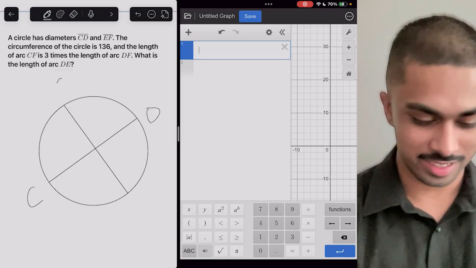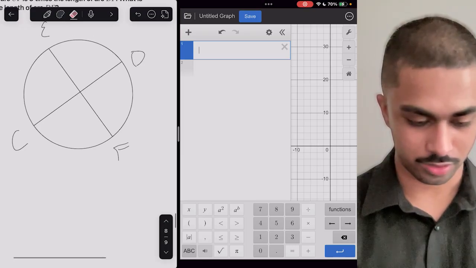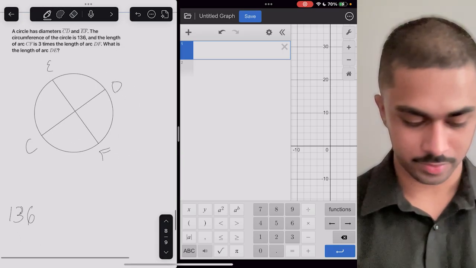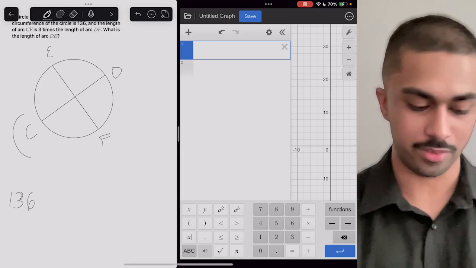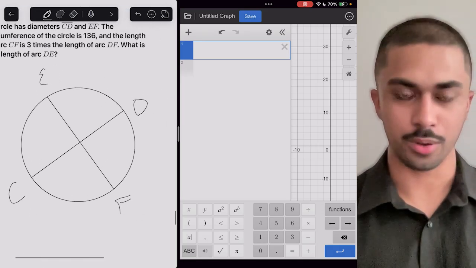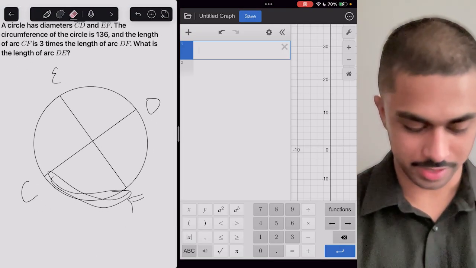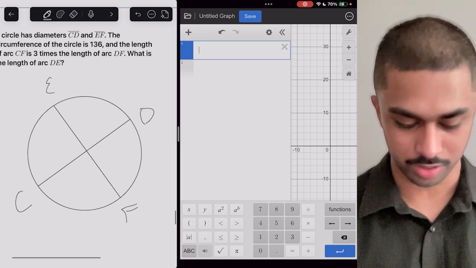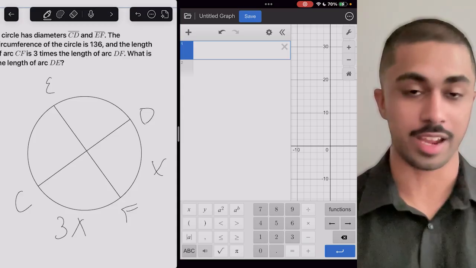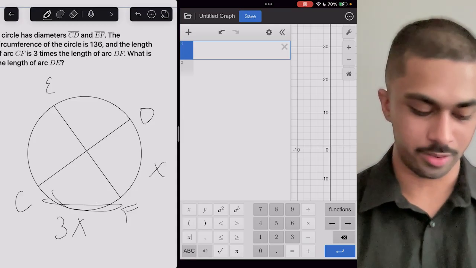C, D, E, F. And then the circumference is just going to be 136, right? I don't want to label it as C because we already have a C. The SAT, I guess, does that to trick you. Okay, CF, this length, is three times the length of arc DF. So it's three times its neighbor, meaning this is 3x, this is x. Pretty simple, right? Just proportions. This is three times bigger.